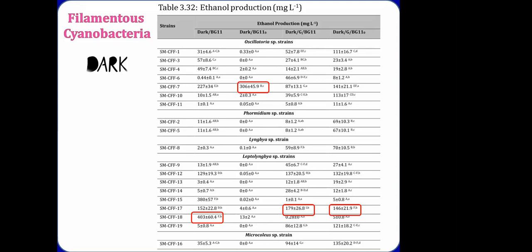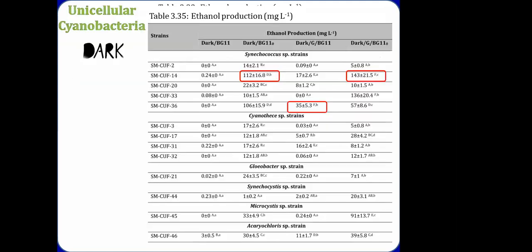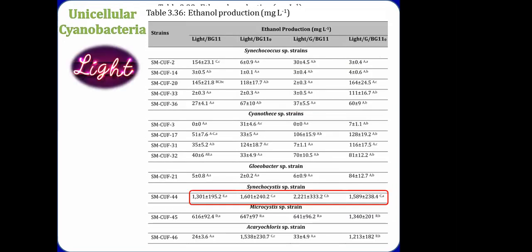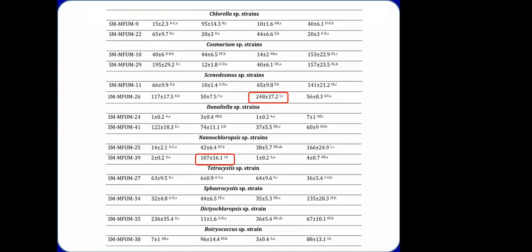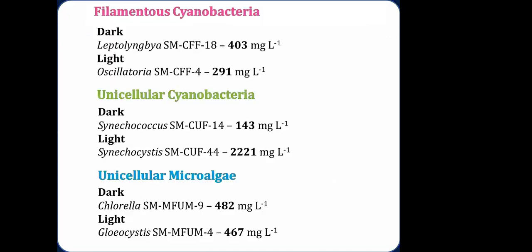Okay, and so the highlighted regions are showing the maximum results in the specific conditions. Now come towards the summary: among the filamentous cyanobacterial strains, Leptolyngbya showed the highest bioethanol production, which is 403 mg per liter in the dark. However, 291 mg per liter was obtained in the presence of the light.